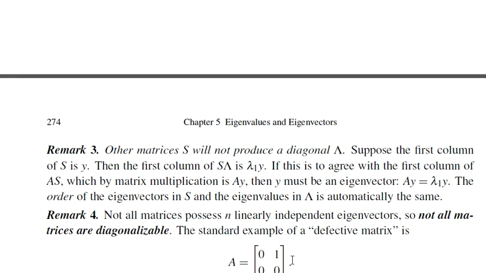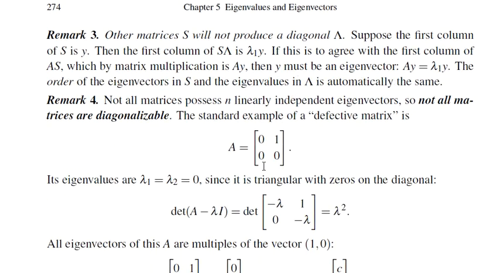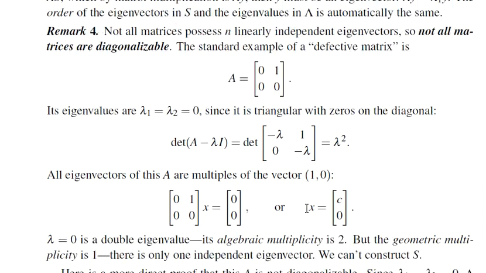The standard example is this one. Let's see, here A is 0, 0 and 1, 0. When we solve, A minus lambda I, as it is of order 2, lambda 1 is equal to lambda 2 is equal to 0. Since it is a triangular matrix with zeros on the diagonal, this will have lambda square, and the eigenvectors of this A, we know how to find the eigenvectors of this.